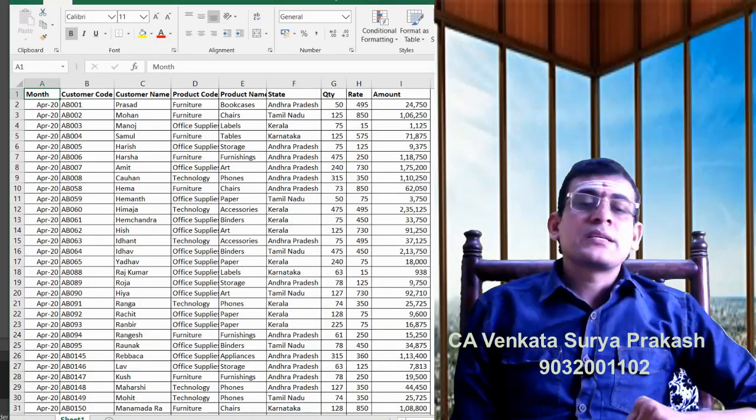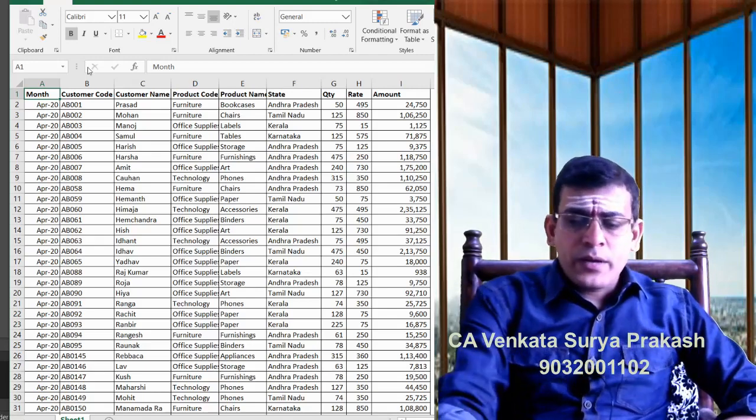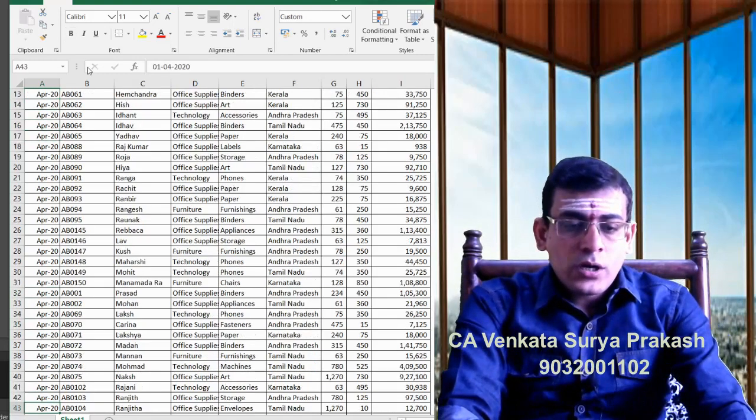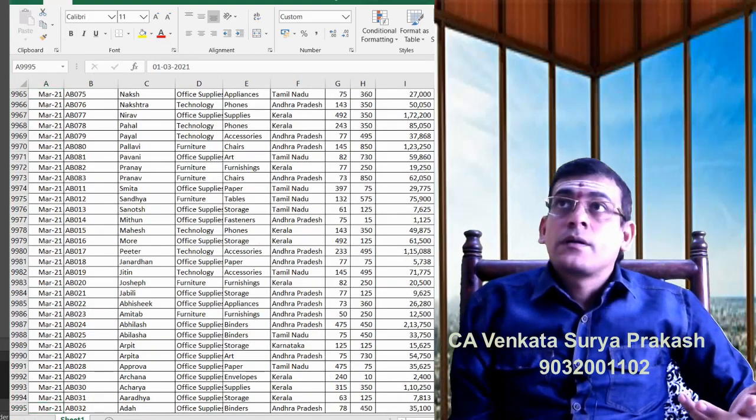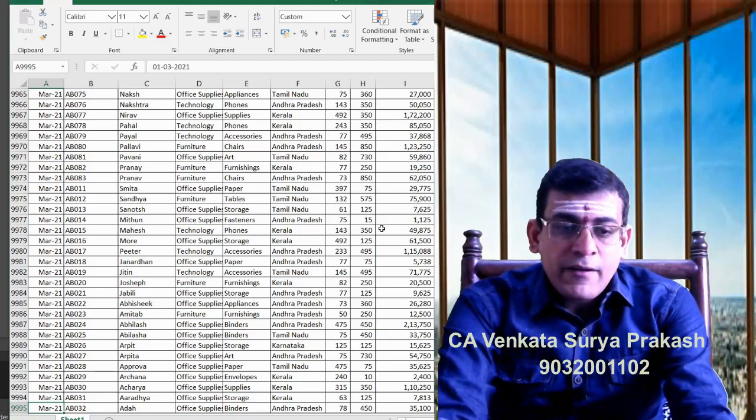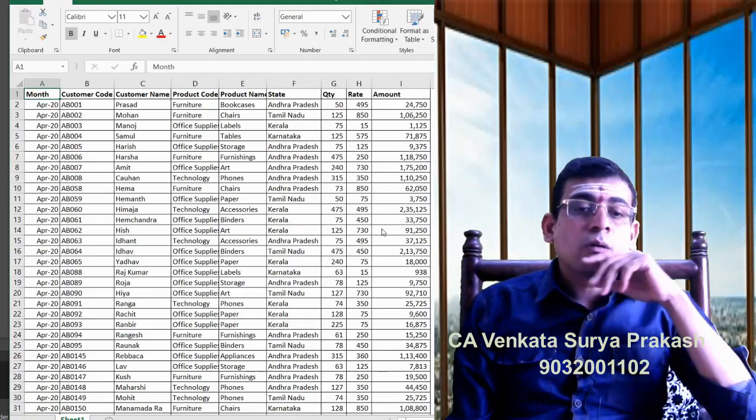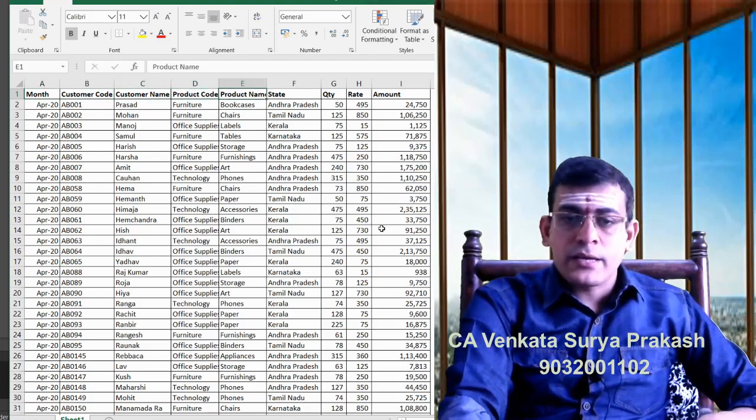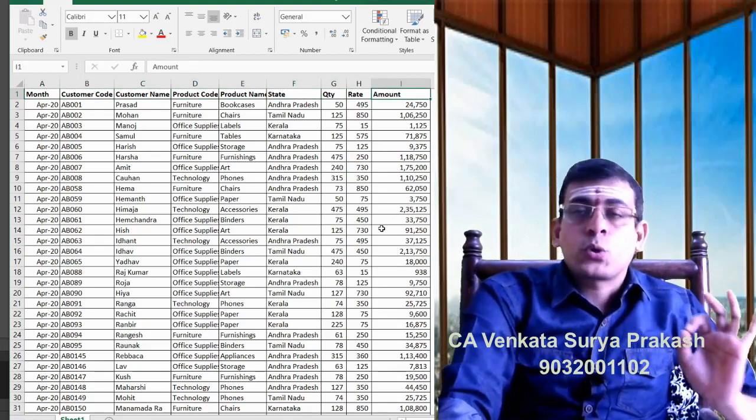Let us take this example here. Say we have taken several sales data. Nearly 10,000 records of sales data for the entire financial year 2021 are there. We have the complete sales data for this entire tenure. In this, we have various customers, various products, various states, various quantities, various rates, and the amount received from so-and-so customer.